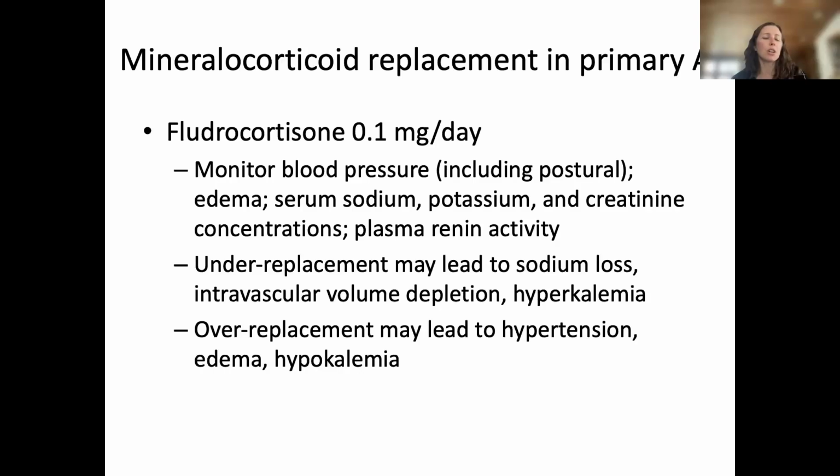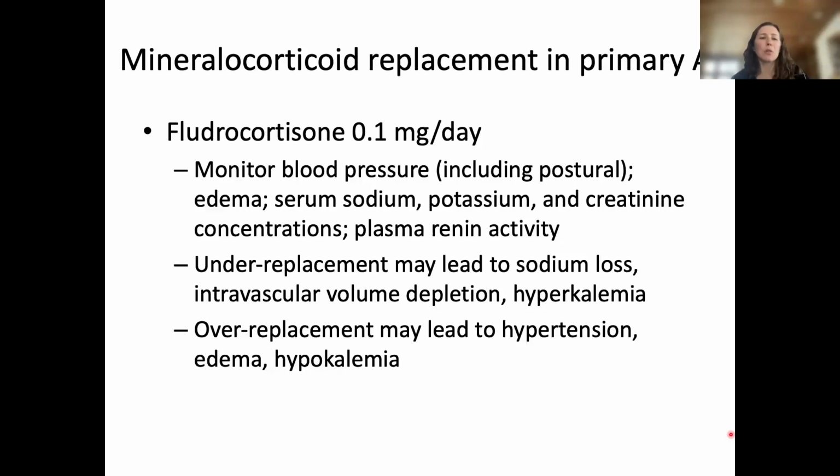And things to monitor include blood pressure, presence of edema, serum sodium, potassium, and creatinine concentrations, and the plasma renin activity. The plasma renin activity, I actually don't always check, although when you do check it, it should be in the upper normal range. But the issue is that if the plasma renin activity remains elevated, but the patient is otherwise asymptomatic and doesn't have any symptoms of under or over replacement that we'll go through here, you should not be titrating the fludrocortisone dose just to the plasma renin activity.